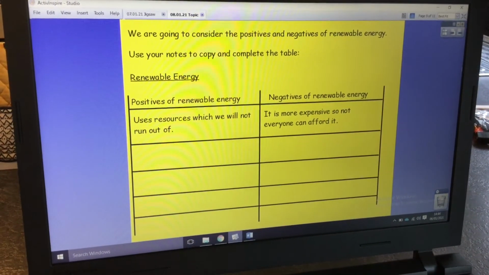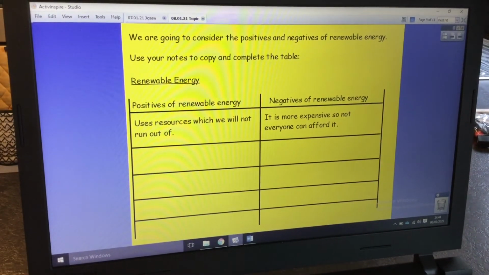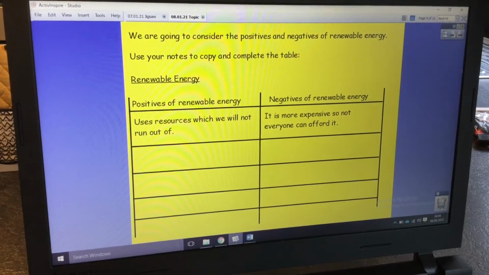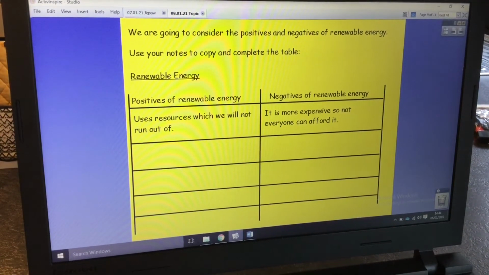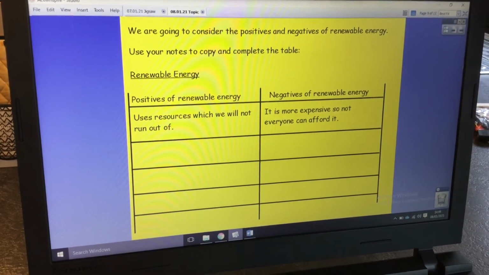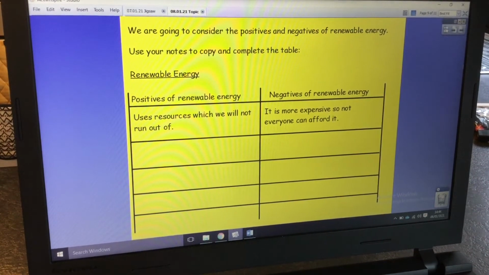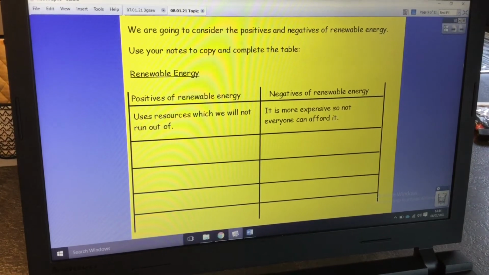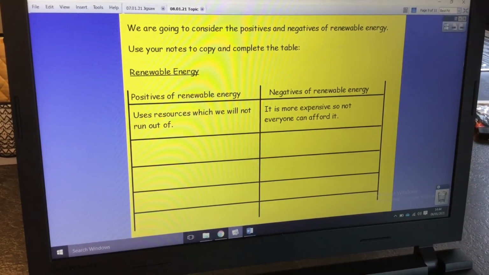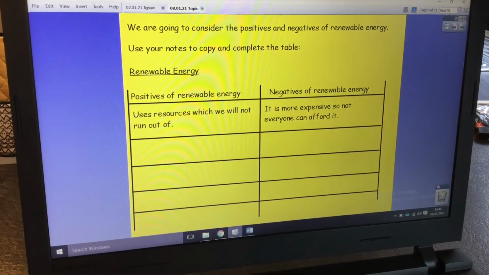Okay. Now your activity today is going to be to think about the positives and the negatives of renewable energy. So we're going to think about what is good about renewable energy and what is maybe not so good. What are the negatives of renewable energy? So I've started you off.